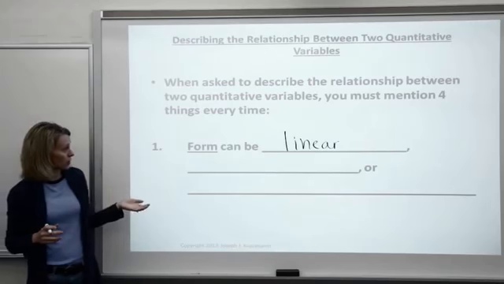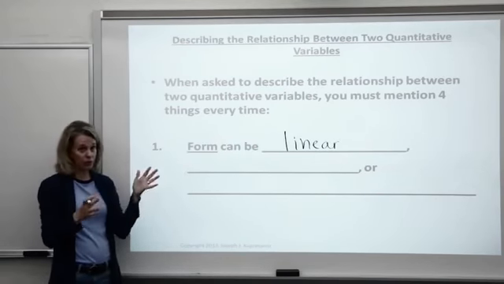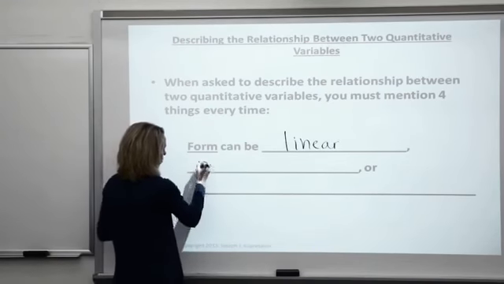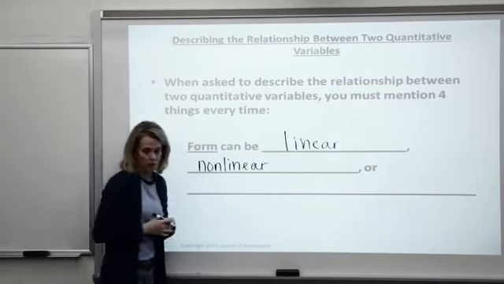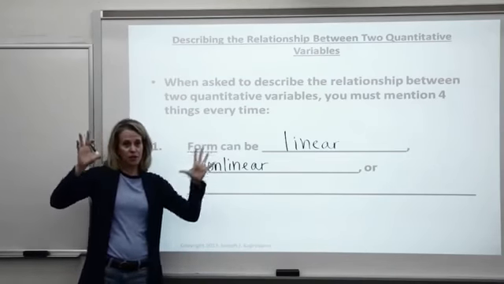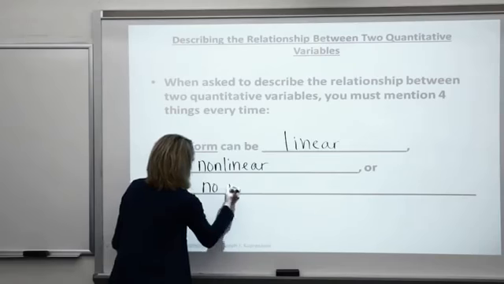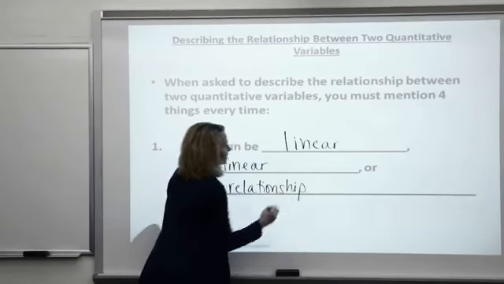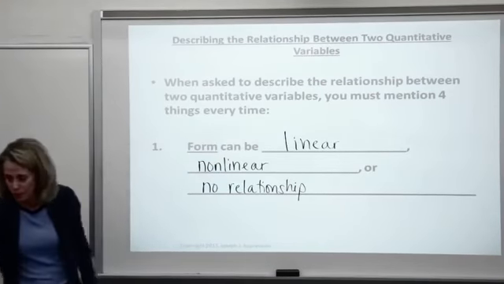Sometimes you'll have a relationship where it definitely looks like x and y are related, but the pattern of the points is not a straight line, maybe it's a curve. So your form could also be nonlinear. And then once in a while you'll have a scatter plot and it just kind of looks like somebody sneezed dots all over the page and there's nothing going on there. So no relationship. So we'll look at a few scatter plots and talk about the form.